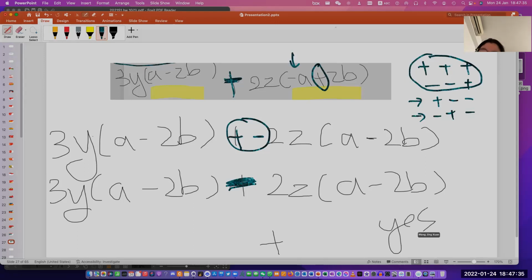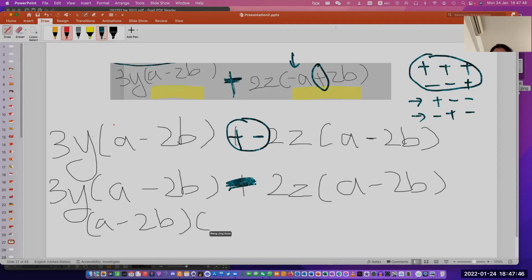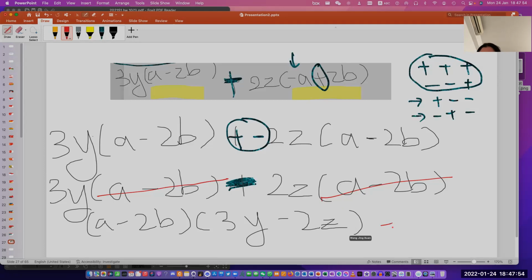So what is common? A minus 2b is common. So take out the a minus 2b. So you take out the a minus 2b, right? It's as good as you erase the a minus 2b. So what do you end up with? Correct. So this is the answer.